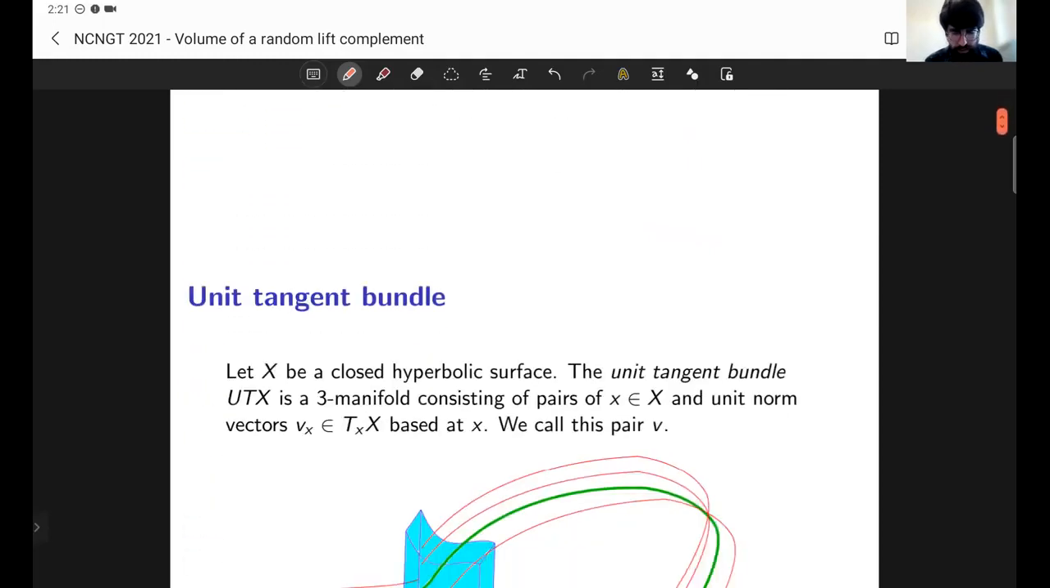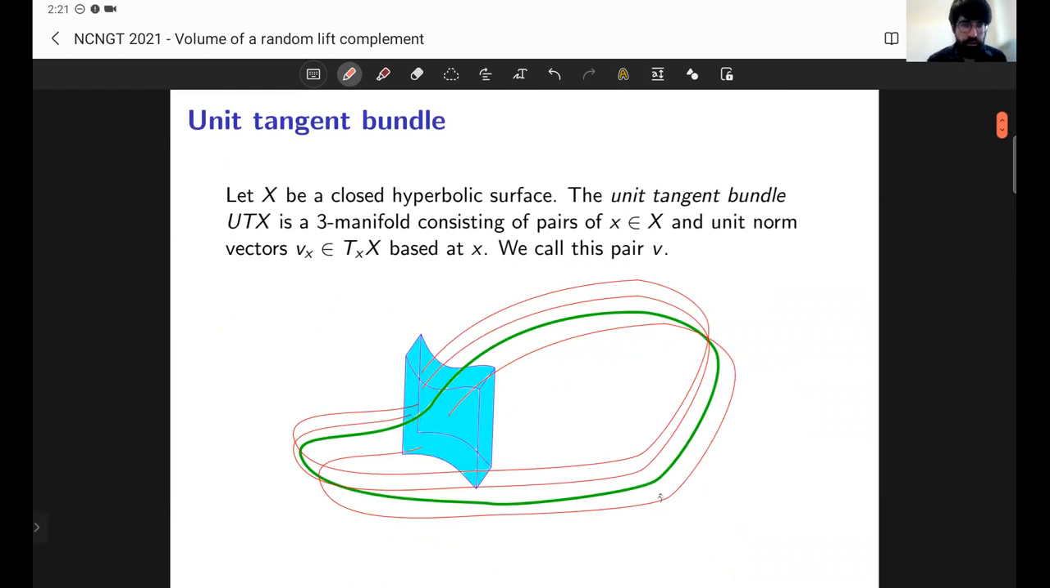Well, we'll start by looking at the unit tangent bundle. So X, first of all, is going to be a closed hyperbolic surface. And then the unit tangent bundle, which I will denote by UTX, is a three manifold consisting of the pairs of points x in the surface and the unit norm vectors v_x based at the point x. I'm going to be calling this pair, a point together with a unit vector based at that point, by the simplified notation, just v. Okay, so v is going to be a point in the unit tangent bundle.